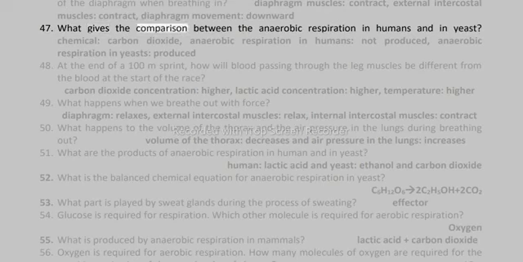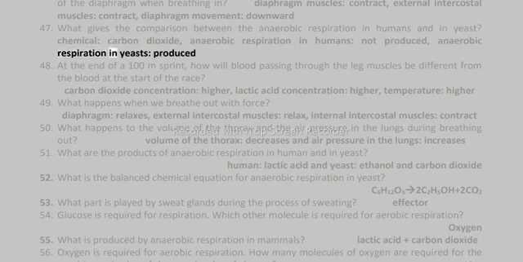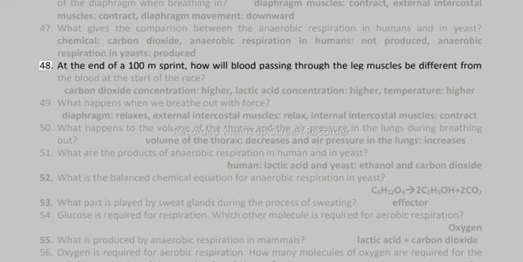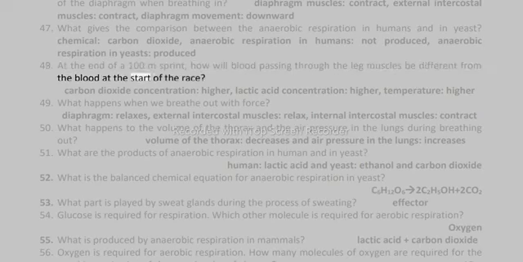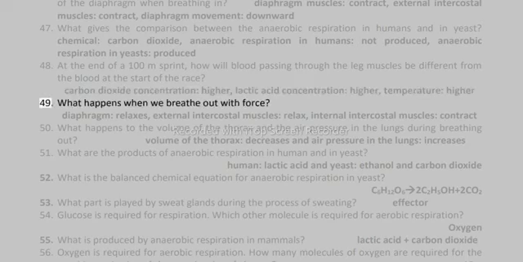47. What gives the comparison between the anaerobic respiration in humans and in yeast? Chemical: carbon dioxide. Anaerobic respiration in humans: not produced. Anaerobic respiration in yeasts: produced. 48. At the end of a 100 m sprint, how will blood passing through the leg muscles be different from the blood at the start of the race? Carbon dioxide concentration higher, lactic acid concentration higher, temperature higher.